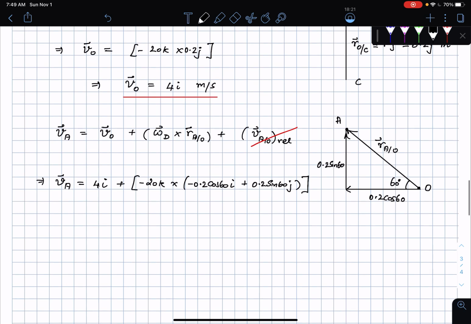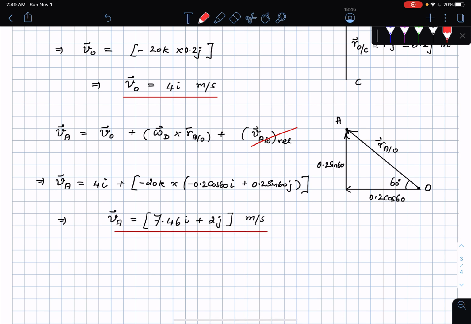Alright, do the substitutions. I have the numbers crunched out here. So velocity of A will end up being the following. It's going to be k cross I is j, k cross j is minus I, and so on. We know how to do the triads now. So this is 7.46 in the I direction, and then 2 in the j direction. So many meters per second. Alright, so that's one thing done.